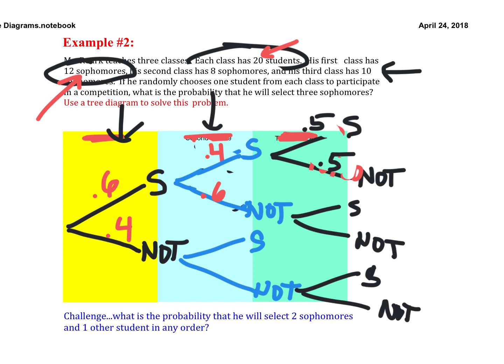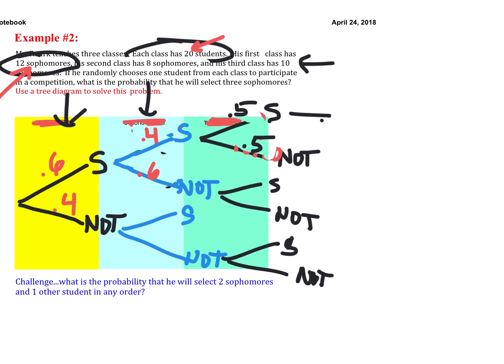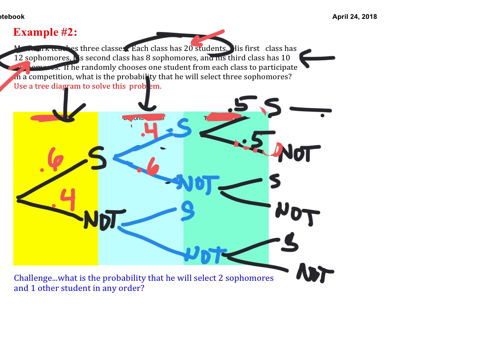And now, at the end of each branch, you multiply to get the result. In my opinion, this is the most important part of the chart. This was sophomore, sophomore, sophomore, and it comes out to 0.6 times 0.5 times 0.5. I got that from the 3 branches. 0.6 times 0.5 times 0.5, and I get 0.15. Oh, sorry, you're right, there's a 0.4 in there. Sorry about that. I'll try again. 0.6 times 0.4 times 0.5. 0.12. There we go.